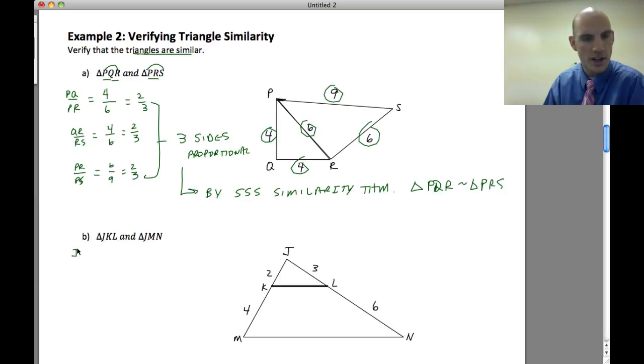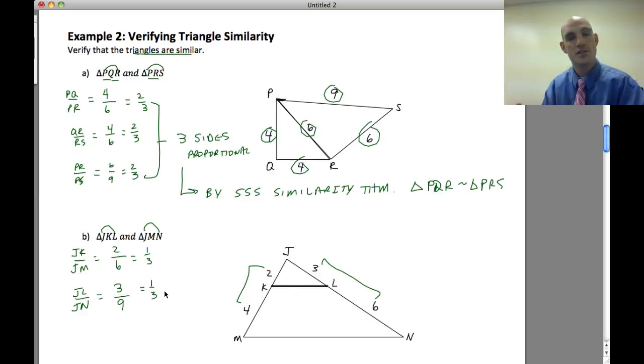So let me compare JK to JM. Well, JK is 2. JM is a little trickier because it's actually 4 plus 2, which is 6. So that's 1/3. I'm also going to compare this side over here, JL, first and last, to JN. JL is 3, and JN is 9, because it's 3 plus 6, which is 9. Well, that's also 1/3.